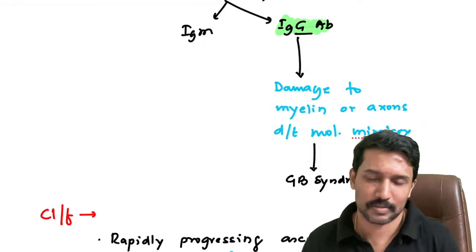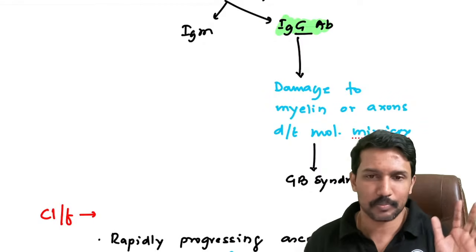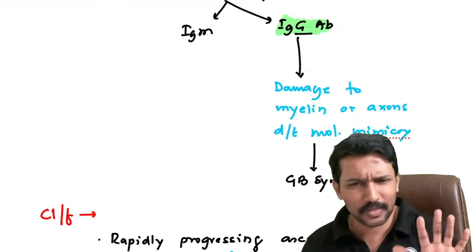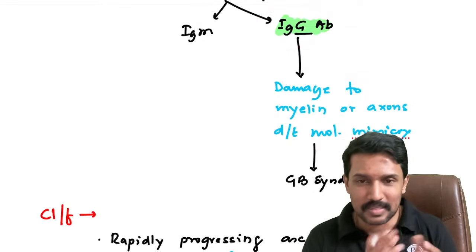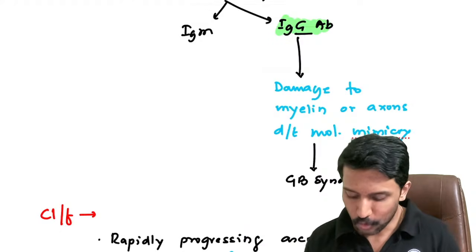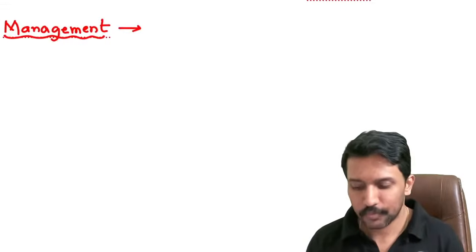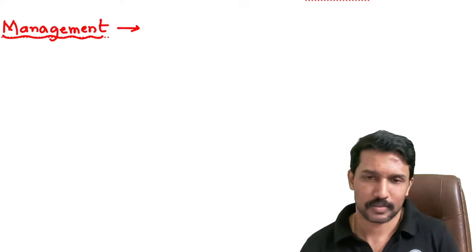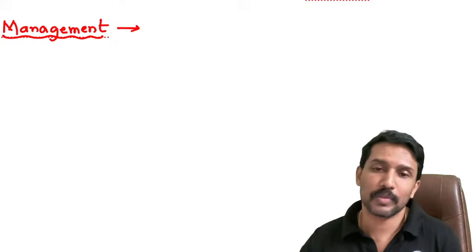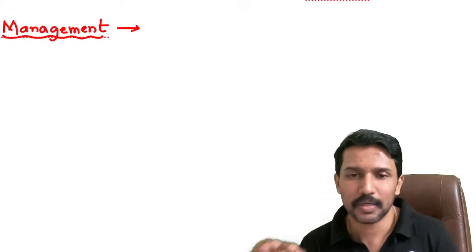Already formed antibodies. See, if I give steroids, B lymphocytes will get suppressed. No new antibody will be formed. But these are the ones which are causing damage. Already formed antibodies need to be taken out from the body. So how can we take them out? Number one, you can give IV immunoglobulins to neutralize them. Or you can remove them from the body through plasmapheresis or plasma exchange.